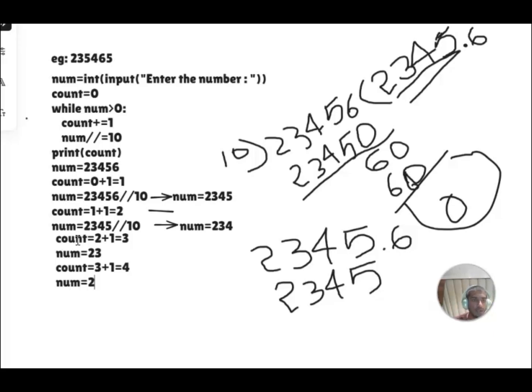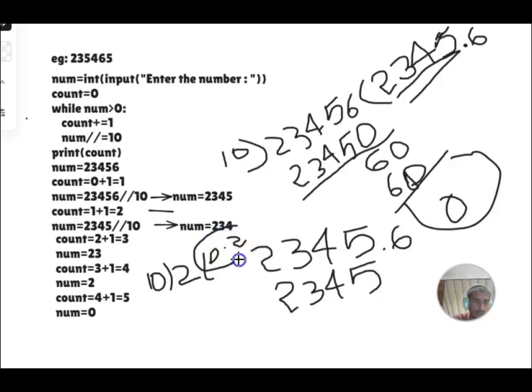And it again checks the while loop condition. Now again it's going to be true. So count becomes 4 plus 1 this time, so it becomes 5. So num becomes 0 this time. When you divide 10 with 2, you get 0.2, the nearest value which is descending, so it will become 0. So the final output, the count is 5.